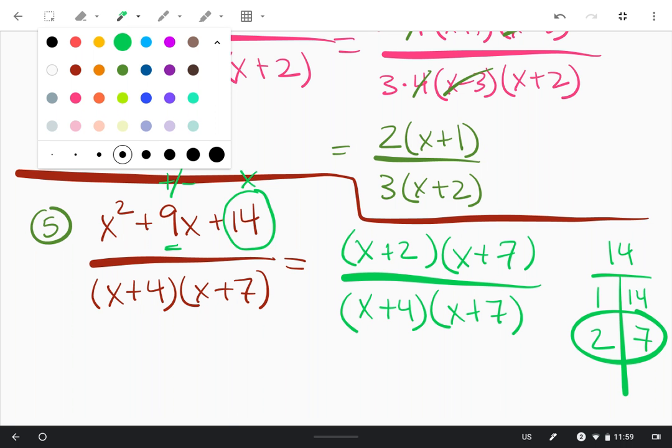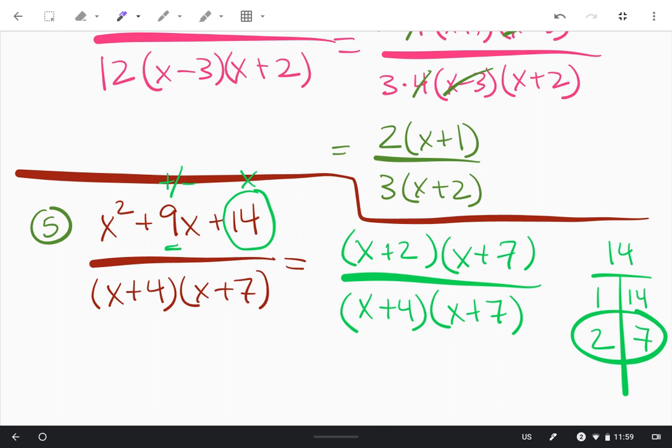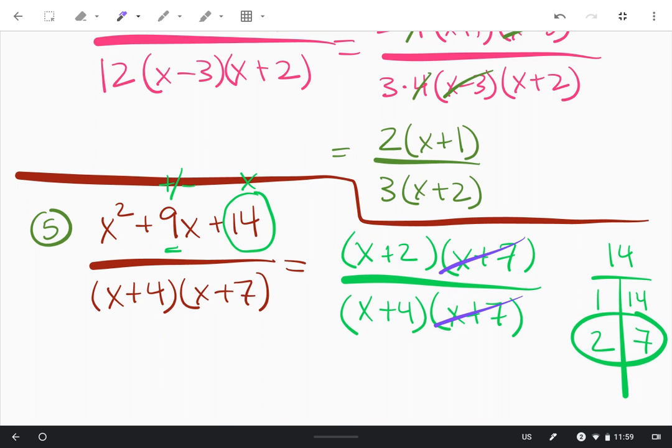Once I get done with that, I look again for numbers that can be canceled out. And I see here that I have x plus 7 and x plus 7, which means that my final answer is x plus 2 over x plus 4, because we've canceled everything else out.